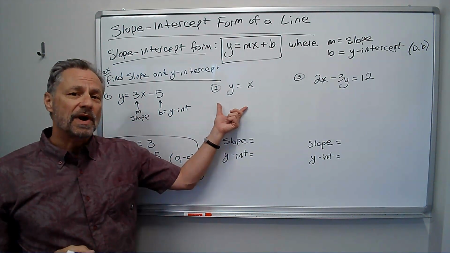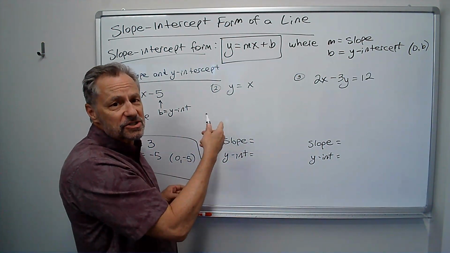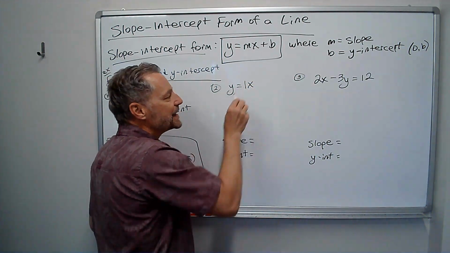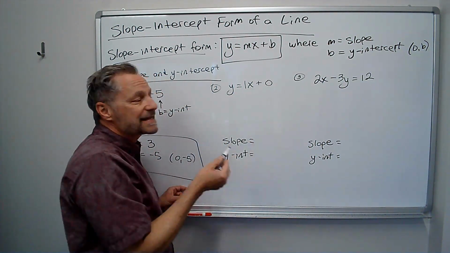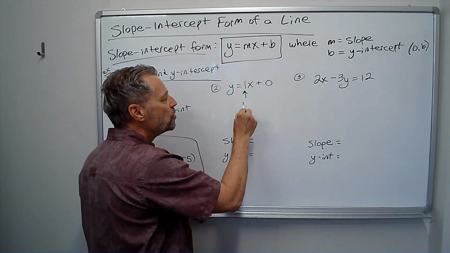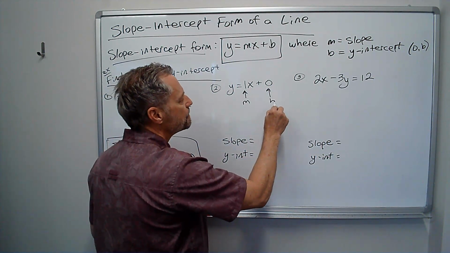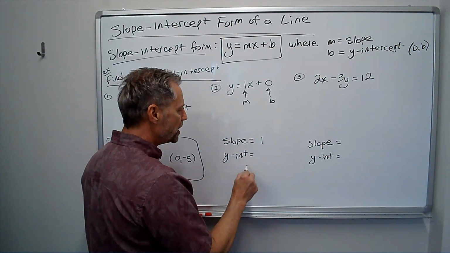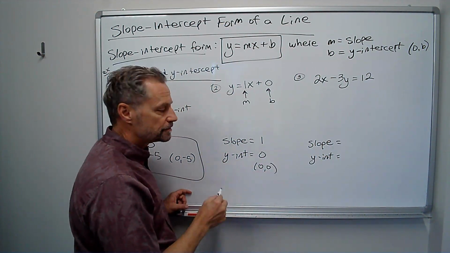What if they just say y equals x? A little bit more difficult. Well, what's the slope? Well, remember this is 1x. And I can actually write this as 1x plus 0. That's the same as y equals x. So this time the slope is 1 and the y-intercept is 0, or again as a point (0, 0).